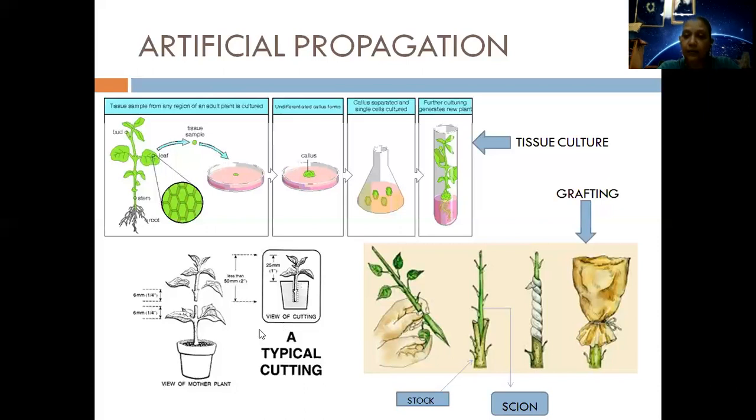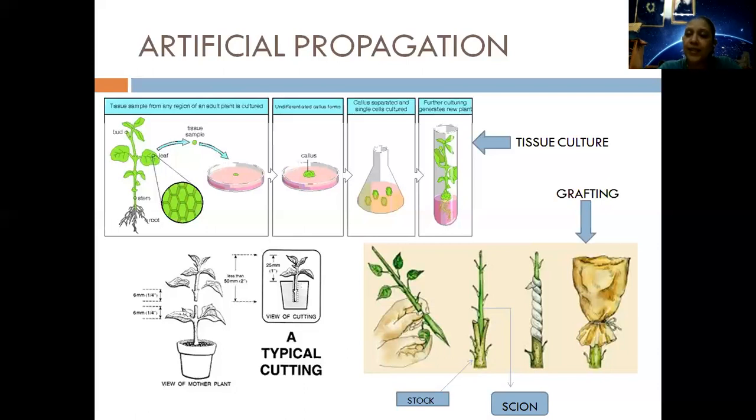Okay, now the other one is grafting. Now what do you mean by grafting? Grafting means that we take two plants: one plant which has many buds, and another plant which is put in the soil. The part of the plant which is in the soil is called the stock, and the part which has many stems is called the scion. So what we do is we make a cut in the stock and we put the scion in it.